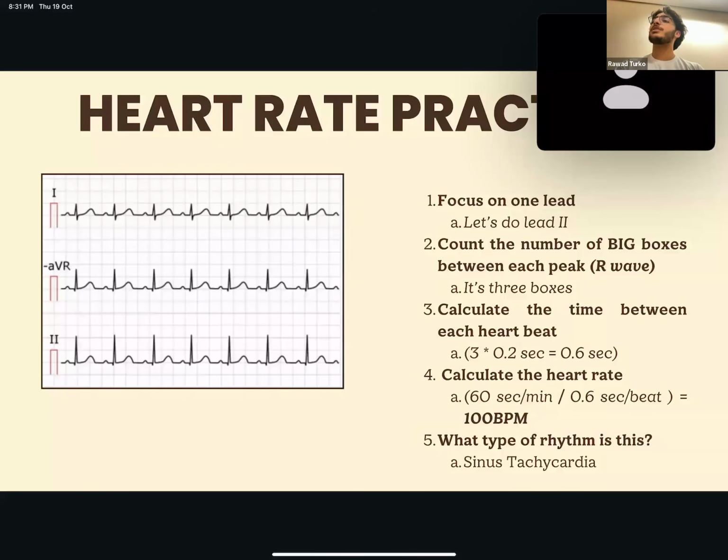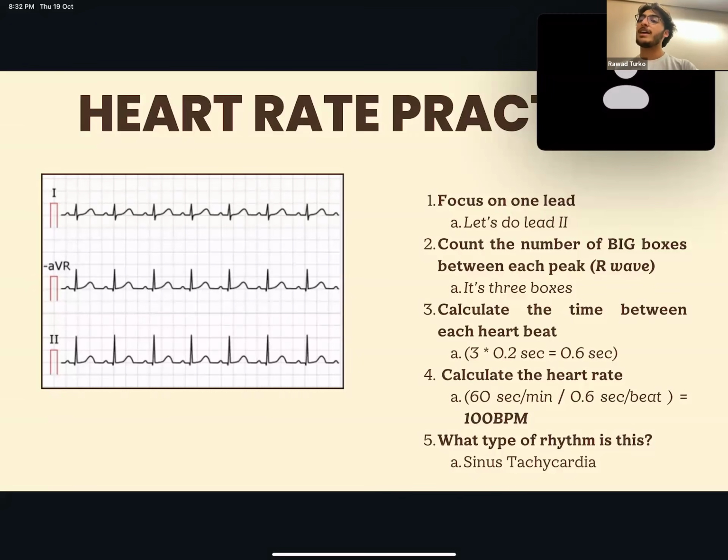Then we're going to count the number of big boxes between each peak, between each R wave: 1, 2, 3. Then we're going to calculate the time between each heartbeat. By the way, I used the first method, but you could also use the other method, it doesn't matter. So 3 big boxes is 0.6 seconds. So 0.6 seconds between each heartbeat. Then we calculate the heart rate: 60 seconds per minute, 60 divided by 0.6, which gives us 100 beats per minute.